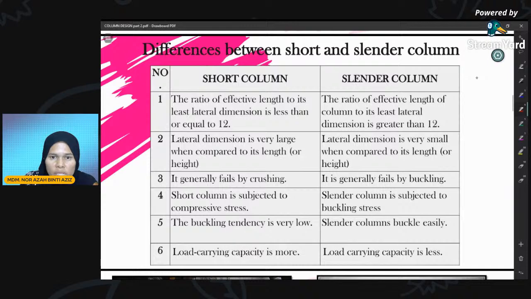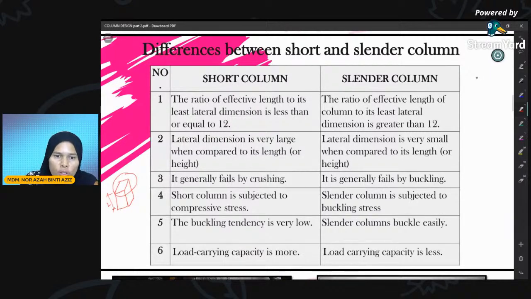For a short column, the lateral dimension is very large when compared to its length. It means the cross section of the column is very large when compared to its length. While for the slender column, the lateral dimension is very small when compared to its length.